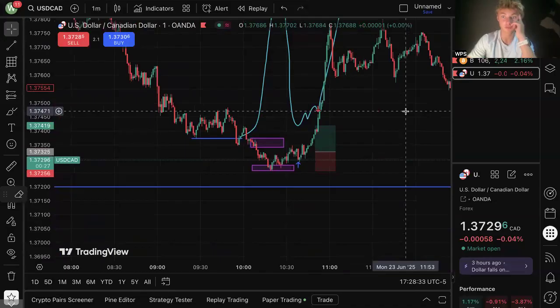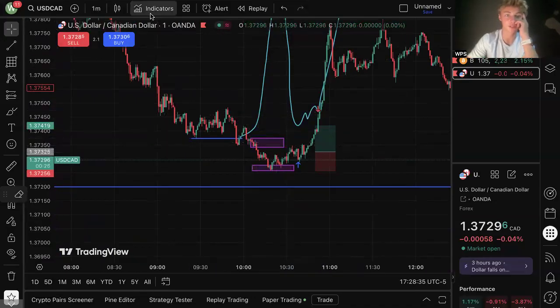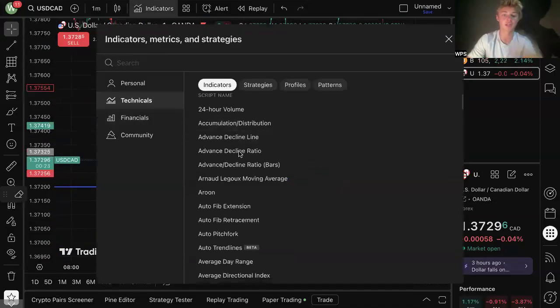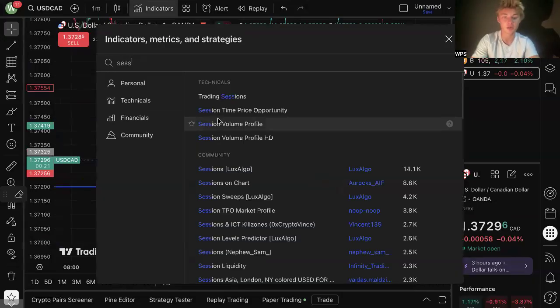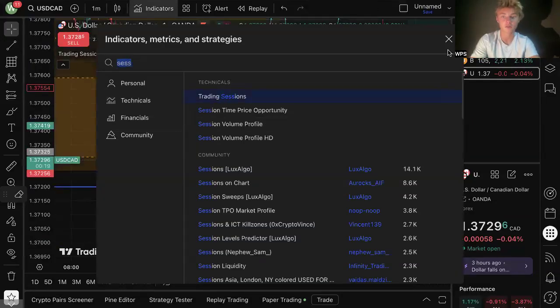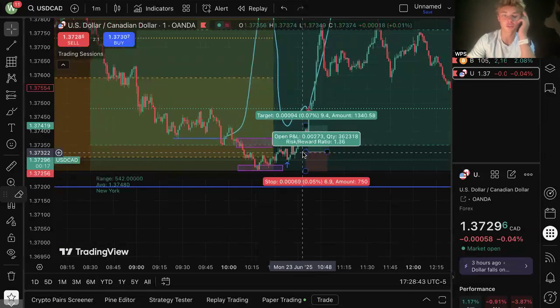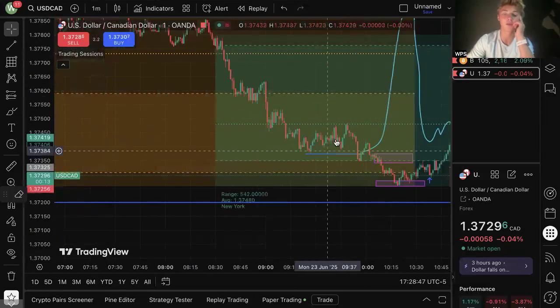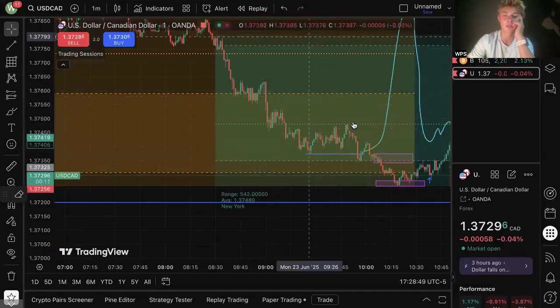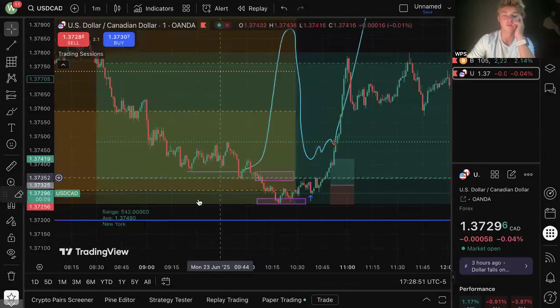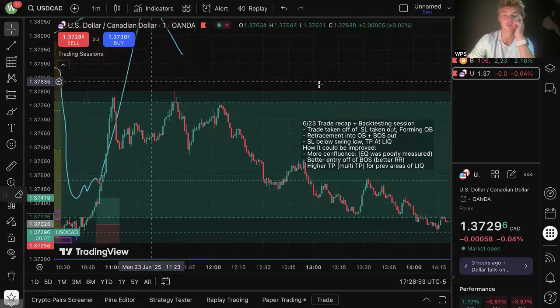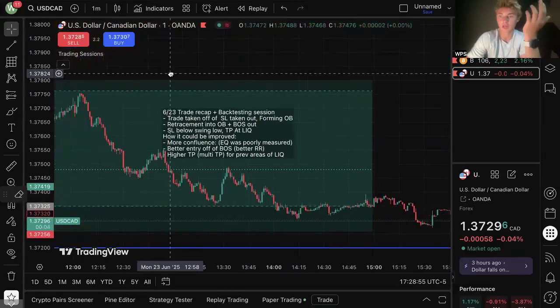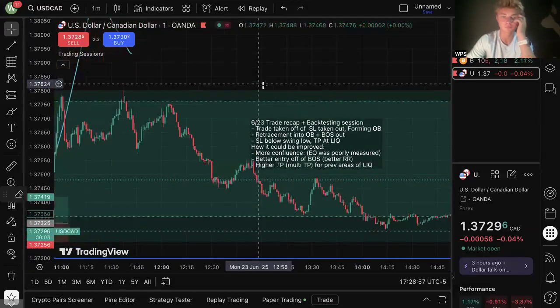I also took this trade at 10:30. I didn't really look at the session, but I'm going to look at it right now. I suppose I took this trade just out of the New York London overlap. Ideally, I would take the trade in here, but I took the trade still during the New York session, which I'm definitely happy with.